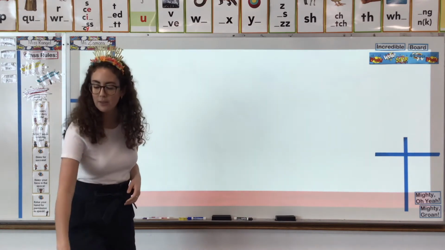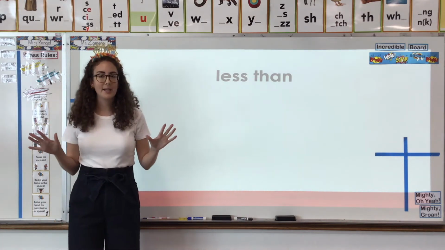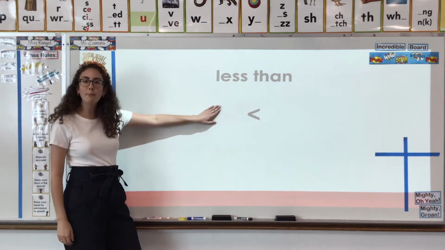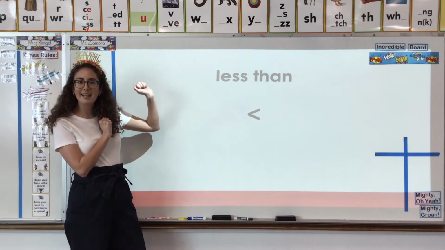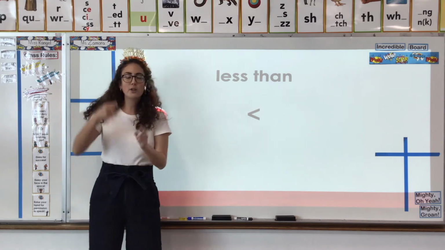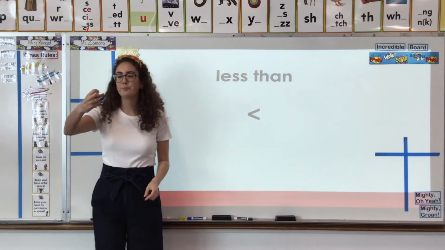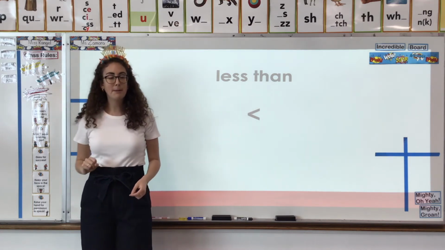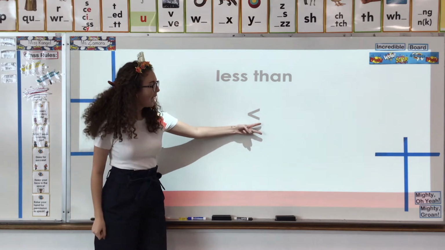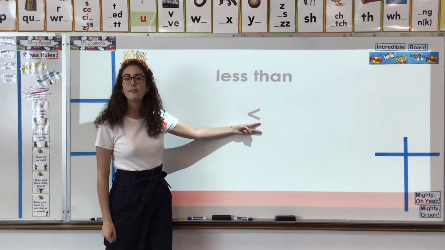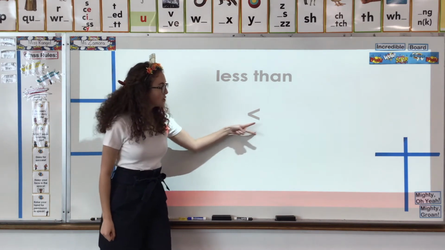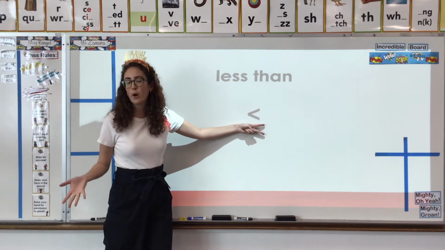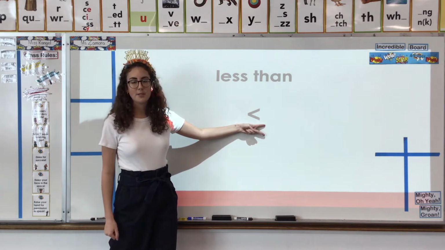So let's start with less than. If we were to put these words into a symbol, this is what it would look like. We would have a little sideways V. Can you make a V with your hands? But be really careful. Look, how is this V facing? What is the direction of the V? This is super, super important when we're using these symbols.